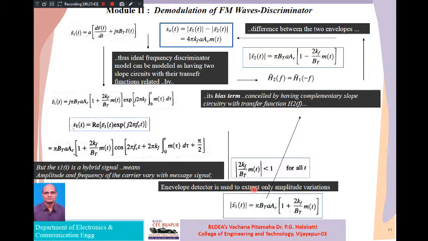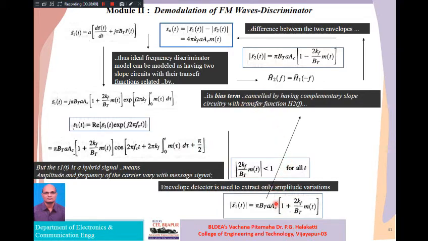The envelope detector is trying to extract the amplitude variations by applying this condition to this equation, because this equation contains both frequency variations and amplitude variations. If you apply this condition with the help of the envelope detector circuit, you are able to extract only the amplitude variations like this. Okay. So it's a biasing term.